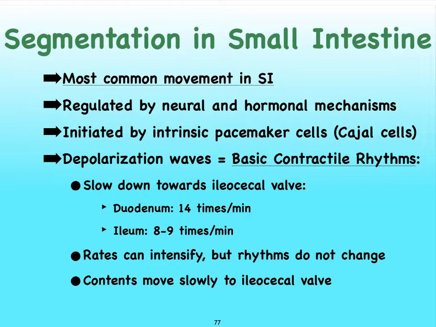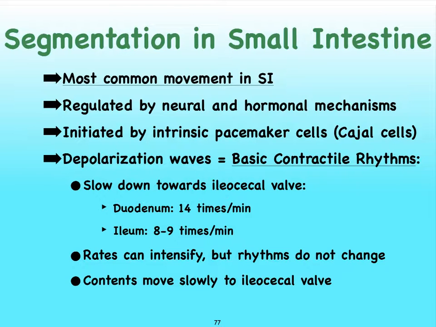Once again, we see that the contractile activities of the muscle cells are initiated by the pacemaker cells called the cells of Cajal, which we find throughout the whole muscularis externa layer of the digestive tract. And they're going to need neural and hormonal stimuli to reach a threshold voltage.